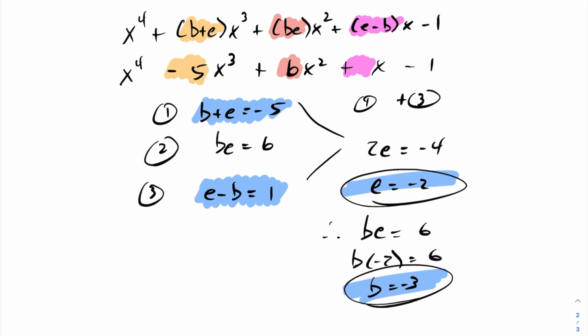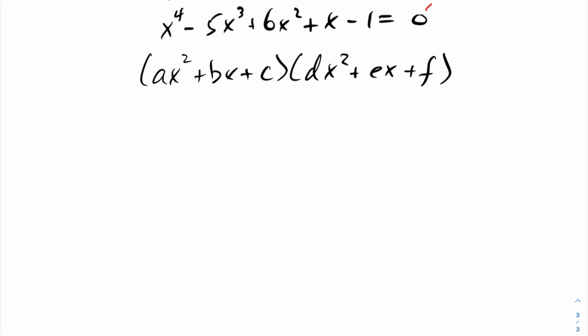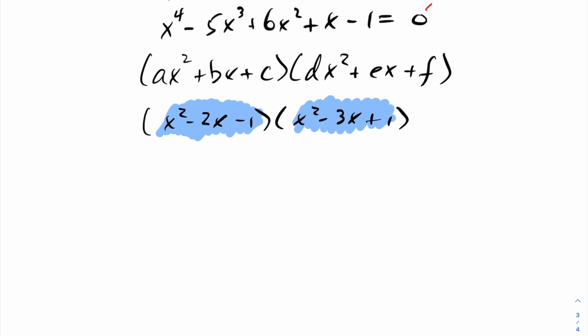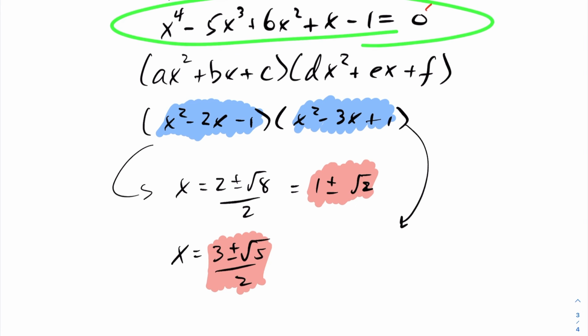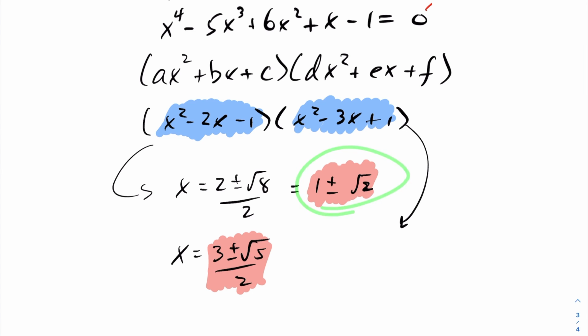And now we've actually found our two quadratics. Let's take a look at how this degree 4 polynomial breaks up. Going back to our degree 4 polynomial, I now know that this will break up into x squared minus 2x minus 1 times x squared minus 3x plus 1. And again, that's by the values of a, b, c, d, e, and f that we found. We already know that we're going to get irrational roots on these, so using the quadratic equation, we have the following roots. Therefore, the polynomial is going to equal 0 at 1 plus or minus root 2 and 3 plus or minus root 5 over 2.